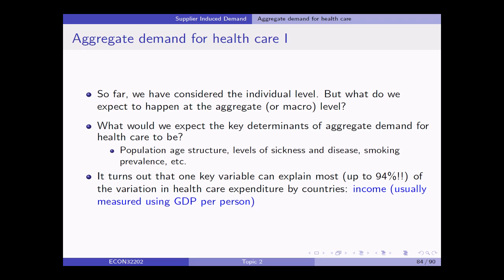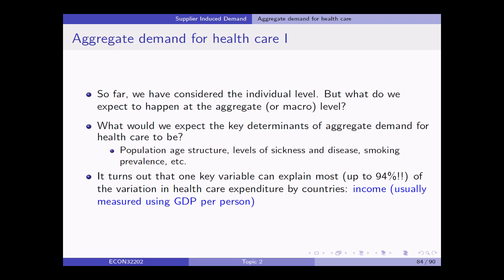Population age structures: countries with higher proportions of older people should demand more care. Sicker countries, so countries with higher levels of sickness and disease, should have higher levels of demand. Unhealthy countries with higher prevalences of unhealthy things like smoking and alcohol should have higher aggregate demand for health. But essentially, in all the empirical studies where you look at cross-country analysis, it's income or GDP.